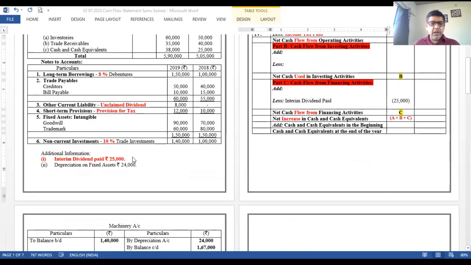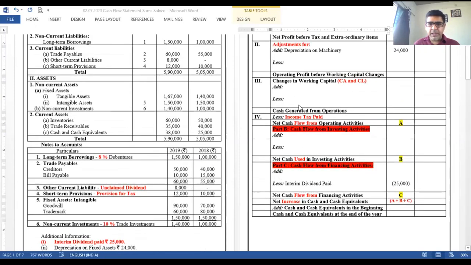I repeat, interim dividend paid is very simple. It does not go in the operating part, it is an outflow in financing. Second is depreciation on fixed assets. In the machinery account it is on the credit side, and depreciation being a non-cash item, it has to be added back. So in operating, second part, adjustments, I write depreciation on machinery.